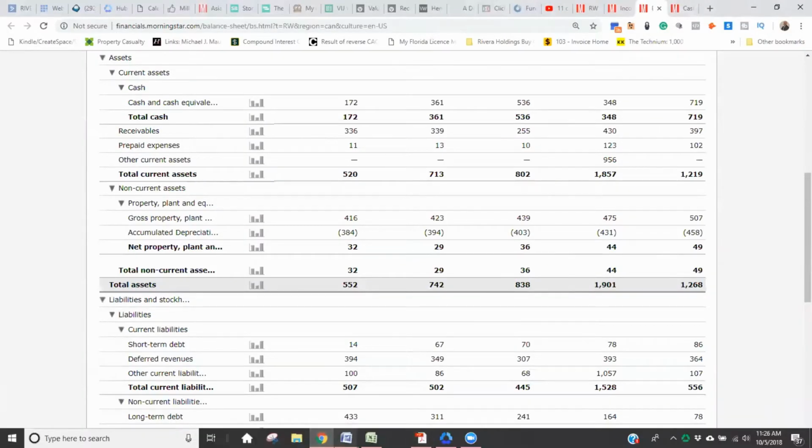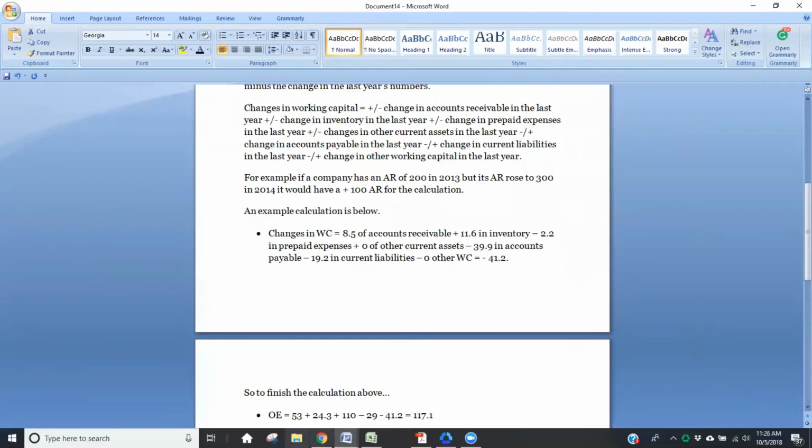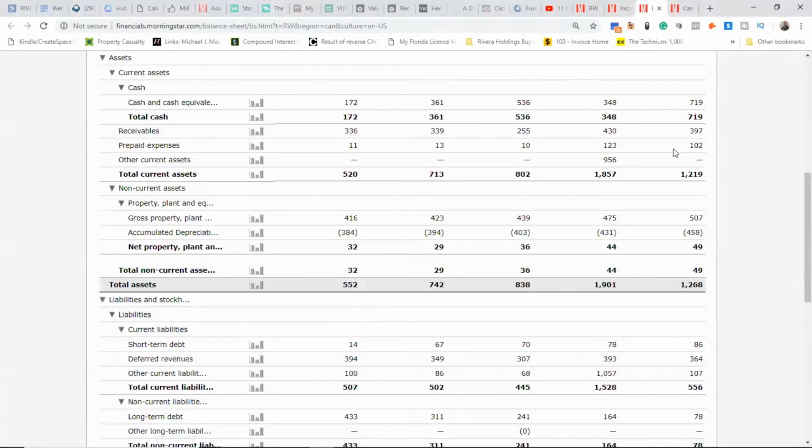I'm going to go back down first. Okay. So the change in accounts receivable in the last year. What would the difference here be? It's like 30. Like what? It's 33. But it's a minus. Why? Because the receivables are going down, so it means they have more cash, right? Yes. So it's positive. Correct.